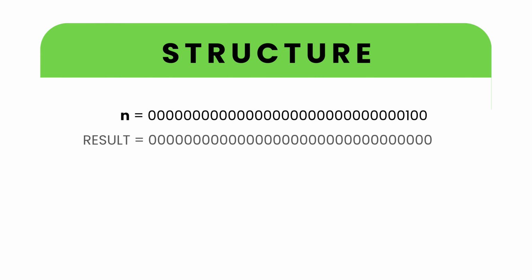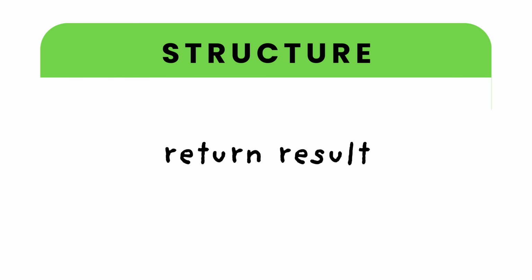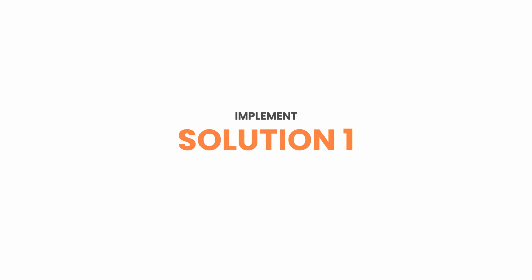Here's the structure. Initialize result to 0. For 32 times, or as many as the number's bit length: shift result left by 1 to make space for the next bit, add the least significant bit of n to result with result |= n & 1, then shift n right by 1 to process the next bit. When done, return result. Let's try to implement it using Solution 1.